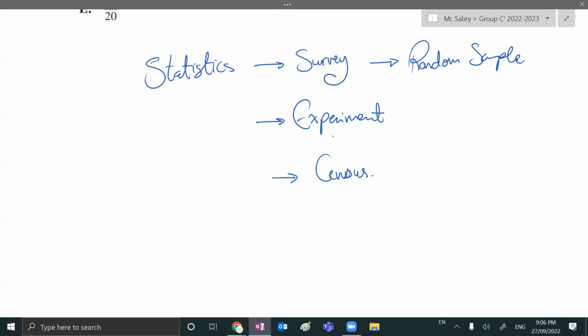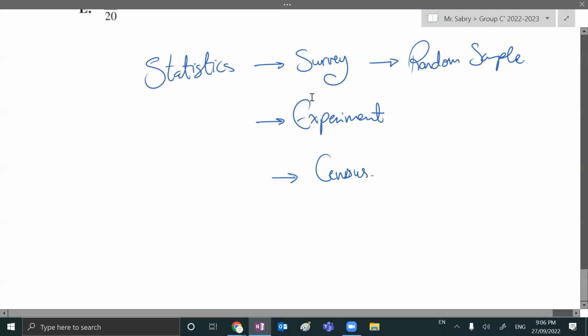Also, there was another question where they told you something like, we went and asked people whether they like to eat this or that. What is this called? Is it an experiment? Is it a survey? Is it a census? And so on. So that's why I'm telling you those things.